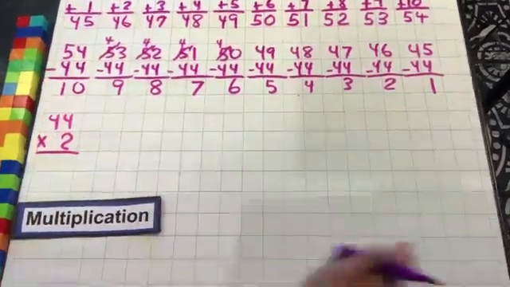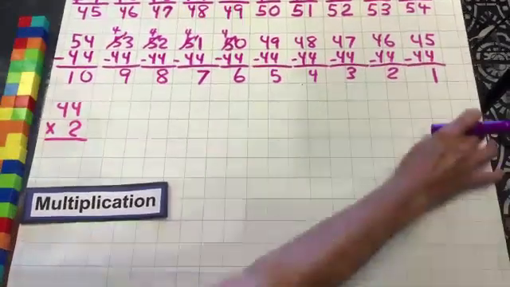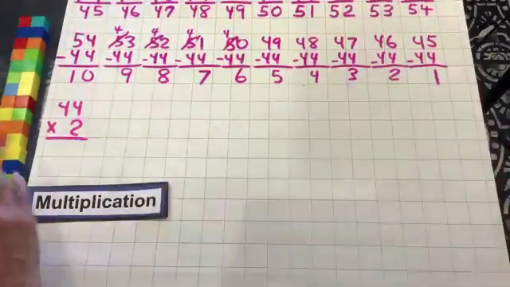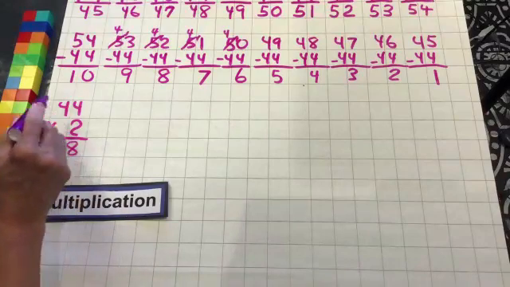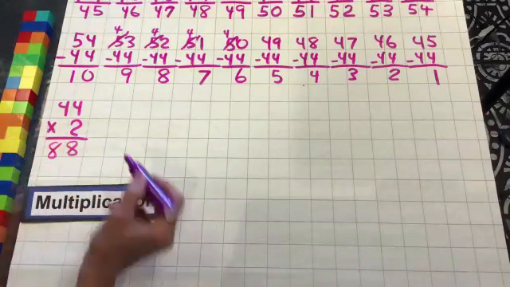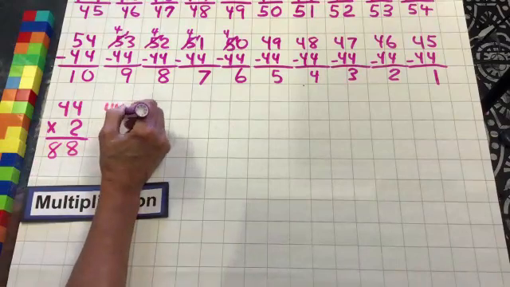So let's get started. Make sure my paper's straight so it's not cockeyed for you. 2 times 4 is 8. Boom. Let's go for 3 44s.